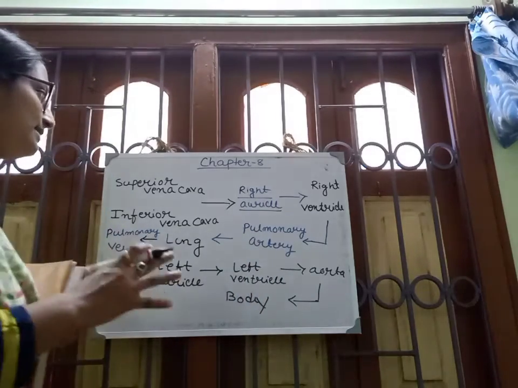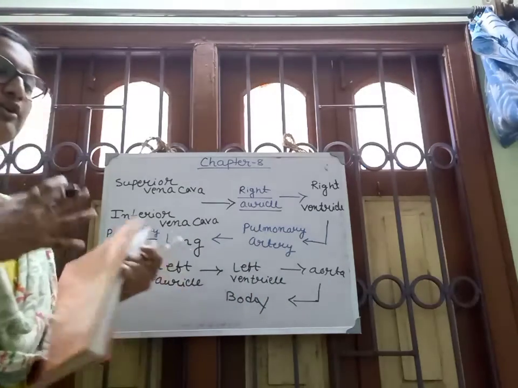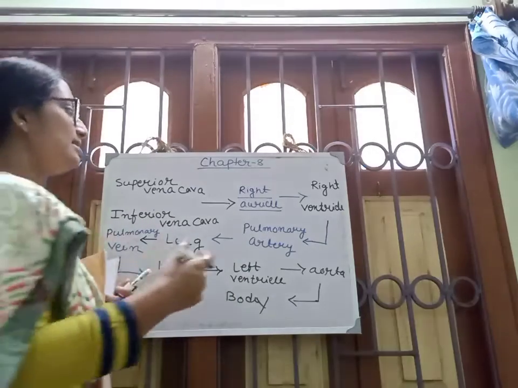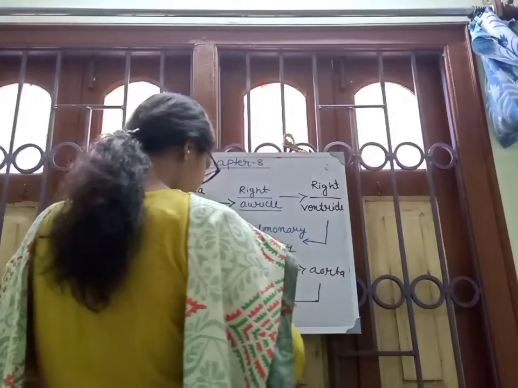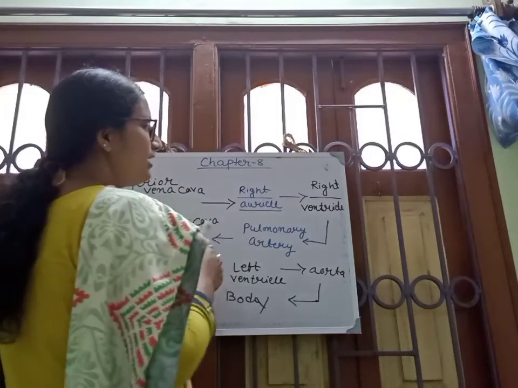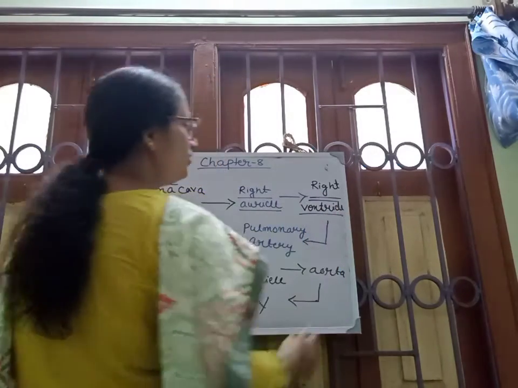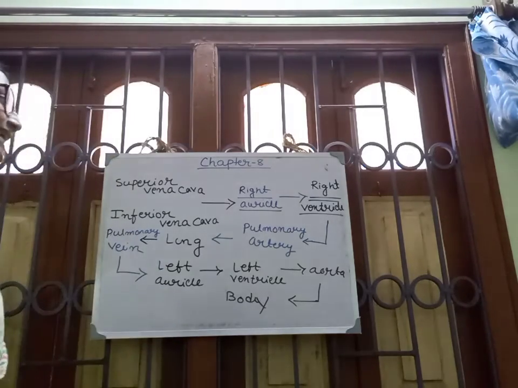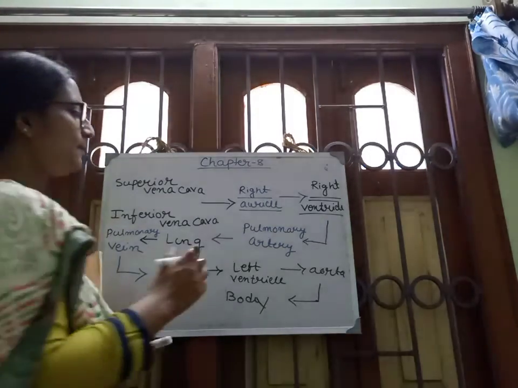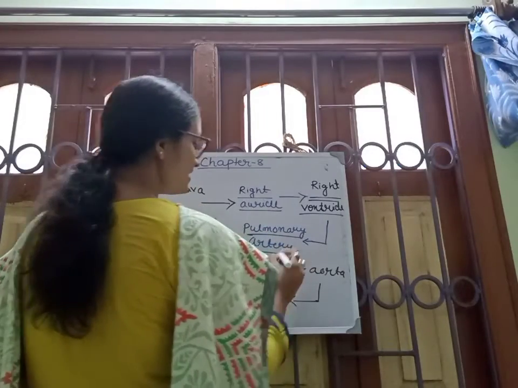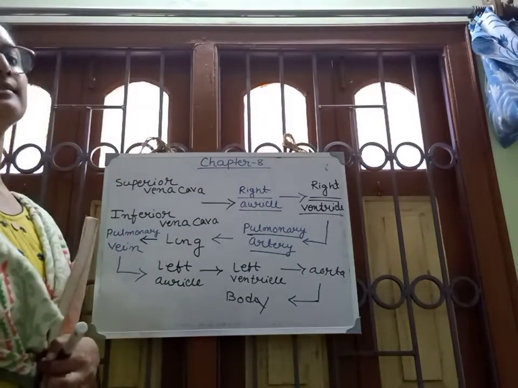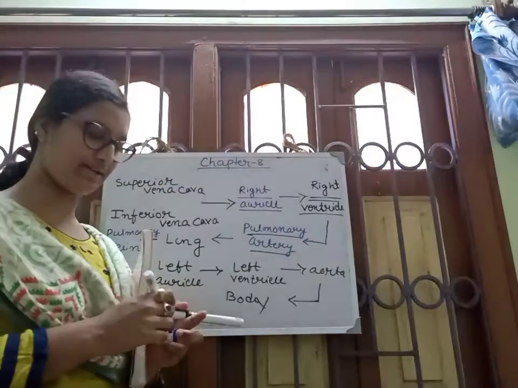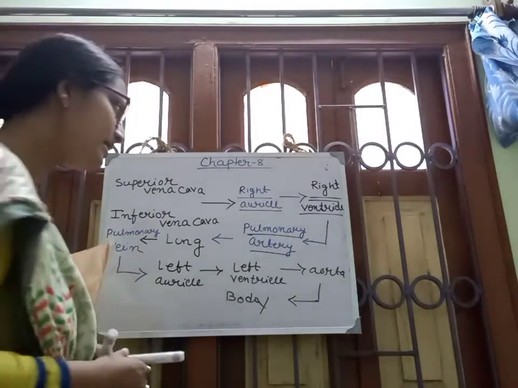After the blood enters, the right auricle starts contraction, and then the blood enters the right ventricle. After the contraction of the right ventricle, the blood goes to the pulmonary artery. Here you can see the only artery which carries deoxygenated blood. Only this portion, the right auricle and right ventricle, carries deoxygenated blood.